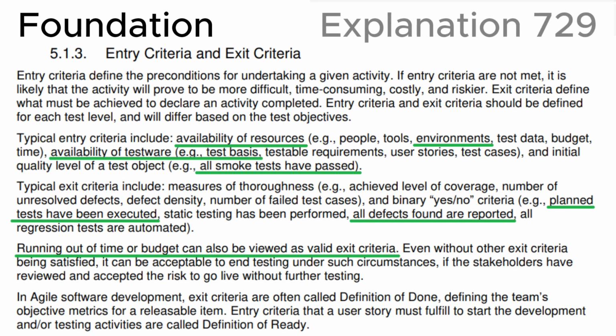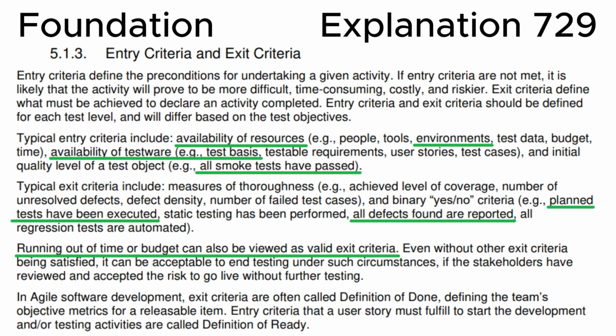Explanation. Finally, let's look at section 5.1.3, entry criteria and exit criteria, in the ISTQB syllabus, where we can see that typical entry criteria include availability of resources, e.g., people, tools, environments (option 3), test data, budget, time, availability of testware, e.g., test basis (option 5), testable requirements, user stories, test cases, and initial quality level of a test object, e.g., all smoke tests have passed.